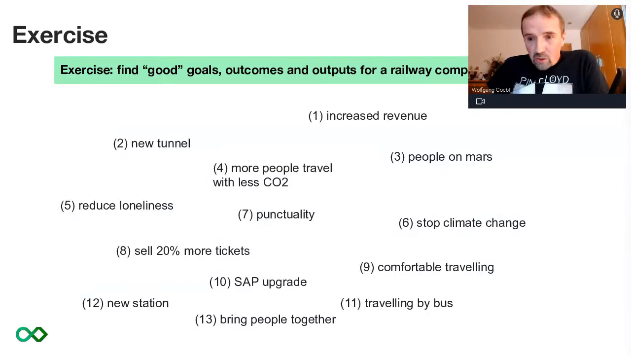Okay, for now, after 15 minutes, a little exercise before we discuss a bit what is a good goal portfolio. What you see here are 13 or so potential purposeful goals for a railway company. And I would like to ask you to type numbers into the chat where you think these are good goals. I won't tell you what good means, but what do you think, which goals are good? Just type the numbers into the chat.